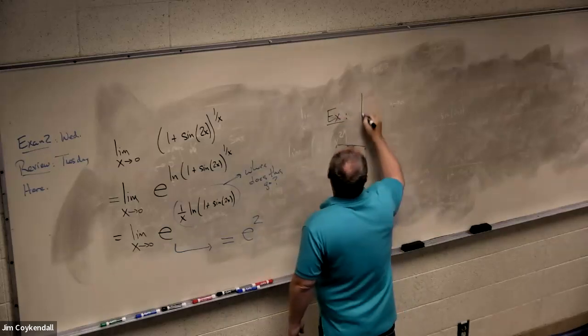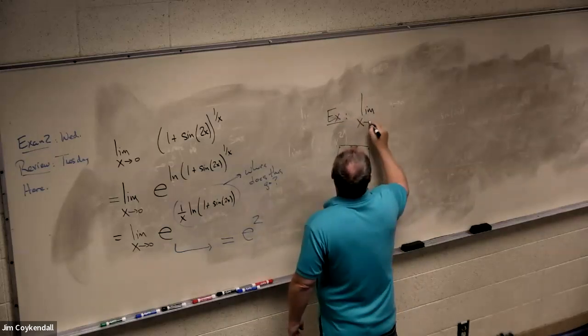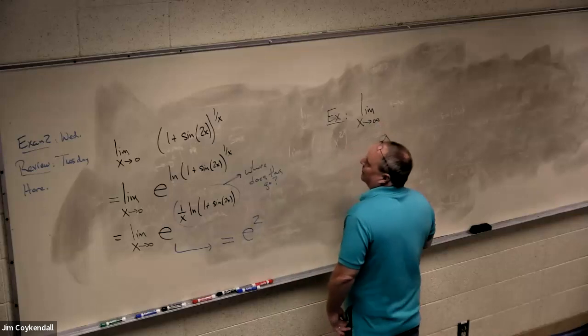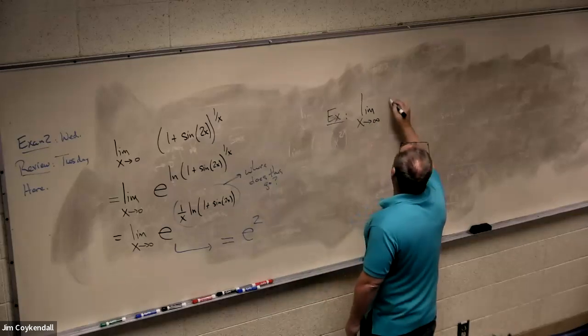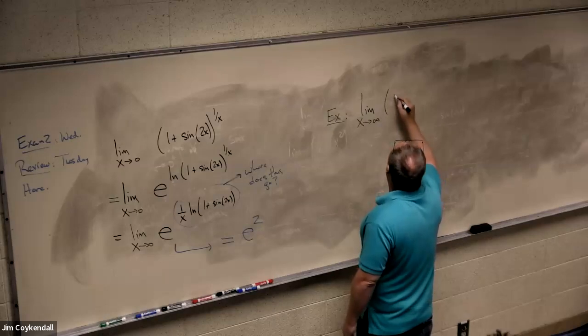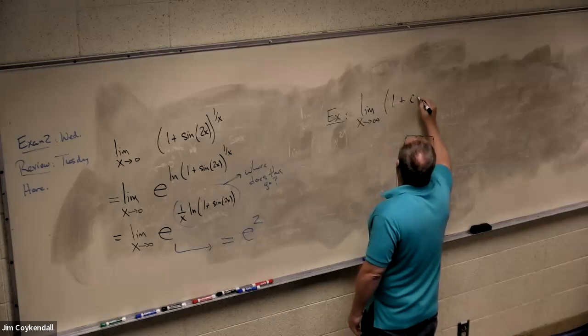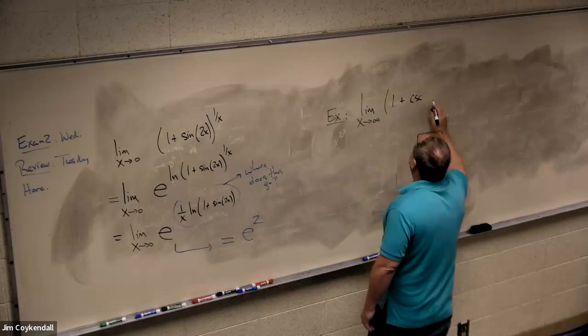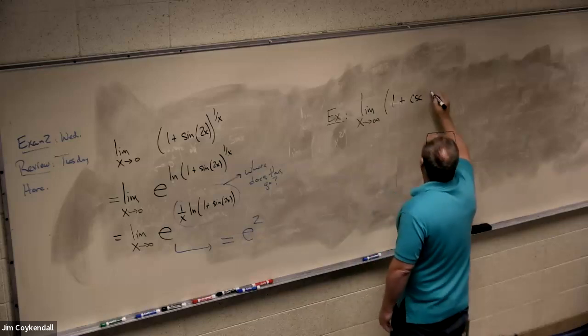Find the limit as x goes to infinity of one plus something over x squared.